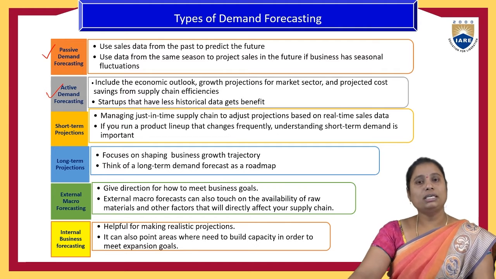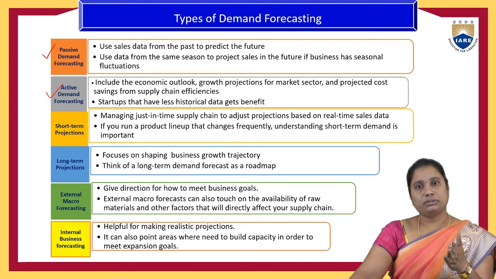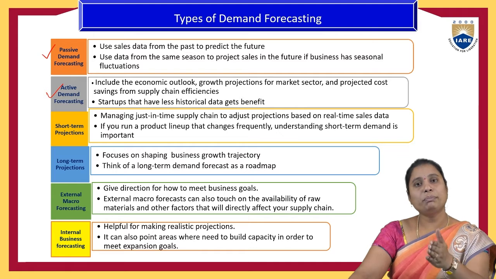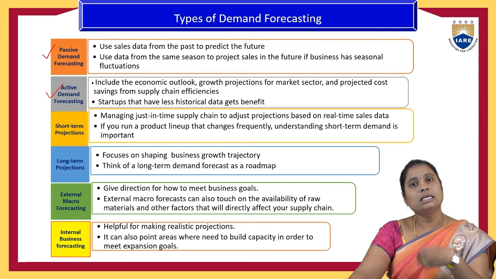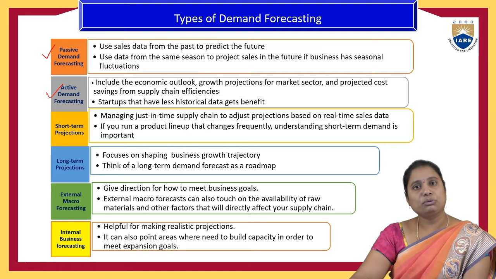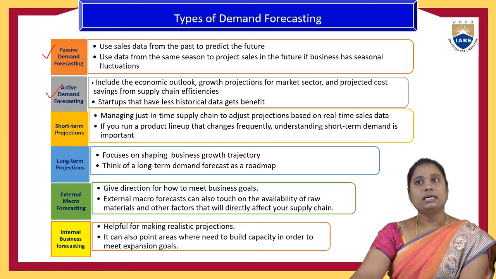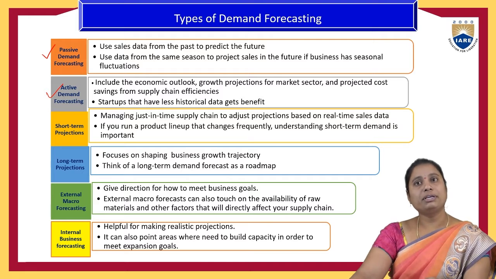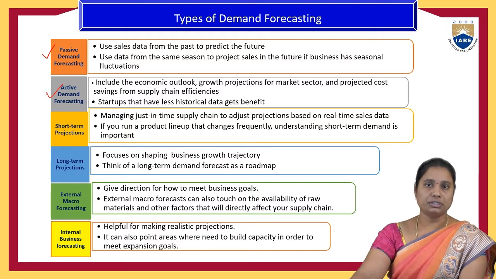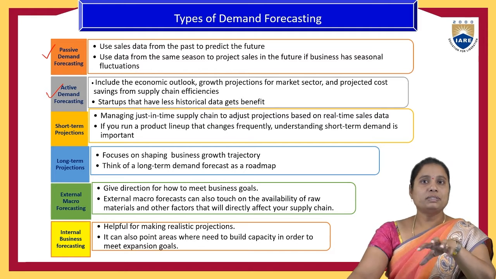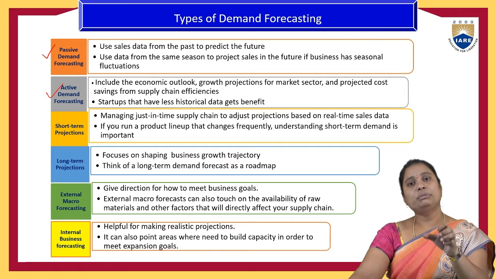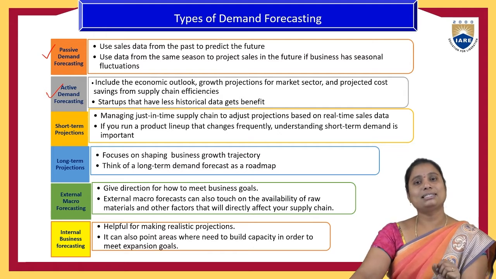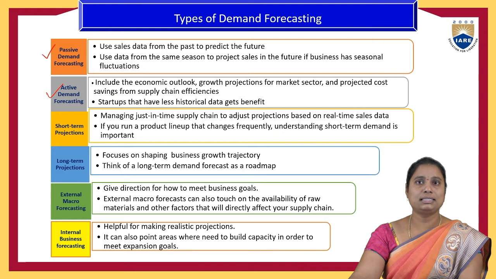They want to see the present economic conditions. So presently, what the people require, growth projections for the market sectors, that is, in future, what kind of products are going to have more demand, and projected cost saving elements, supply chain efficiencies. If they take the present market conditions into consideration in estimating the demand for any product, such kind of estimation is called active demand forecasting.